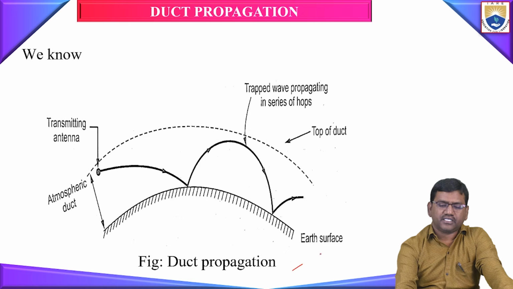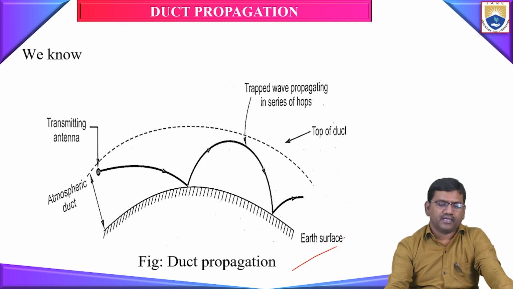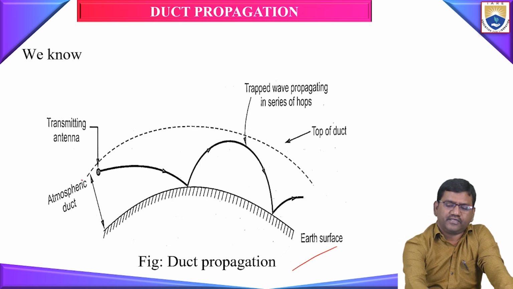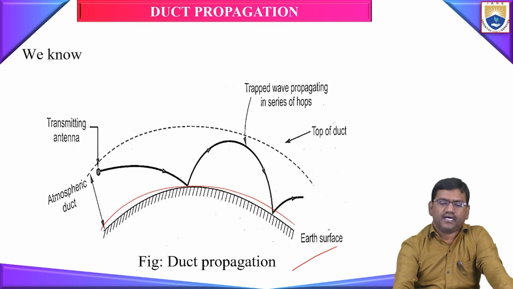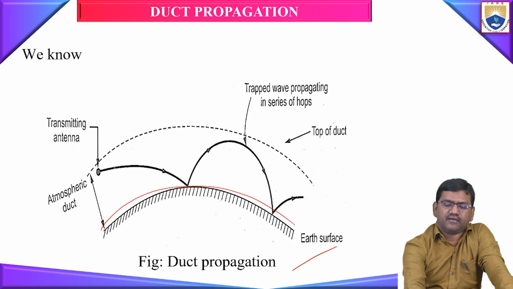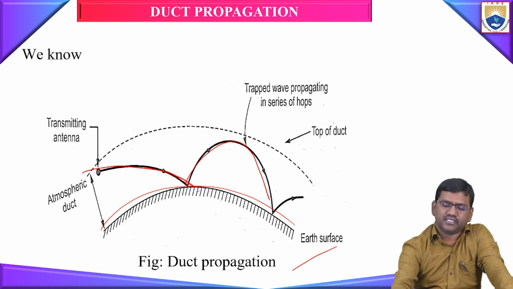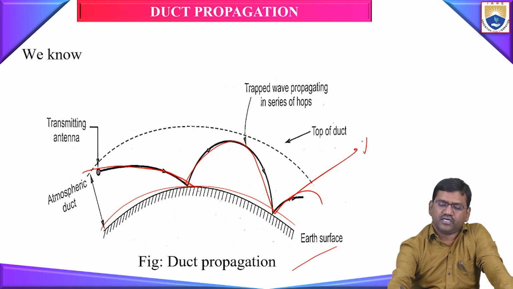You can see the duct propagation here. This atmospheric duct is formed here. This is the curved surface of the earth, and there is multiple refraction. Refraction is going to take place. One reflection, another reflection, and another reflection. This we call multi-hop propagation.